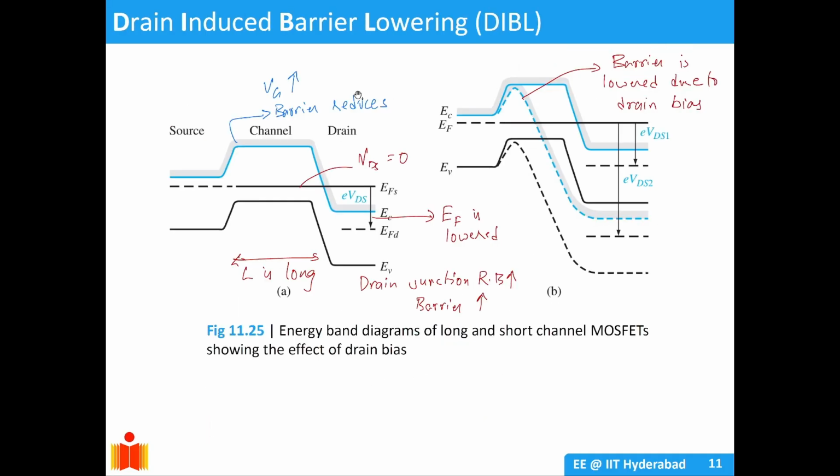Next, we come to something called drain-induced barrier lowering, also known as DIBL. For a typical long channel MOSFET, as you increase VG, this barrier reduces until there's current conduction between source and drain, and hence the Fermi energy also reduces.